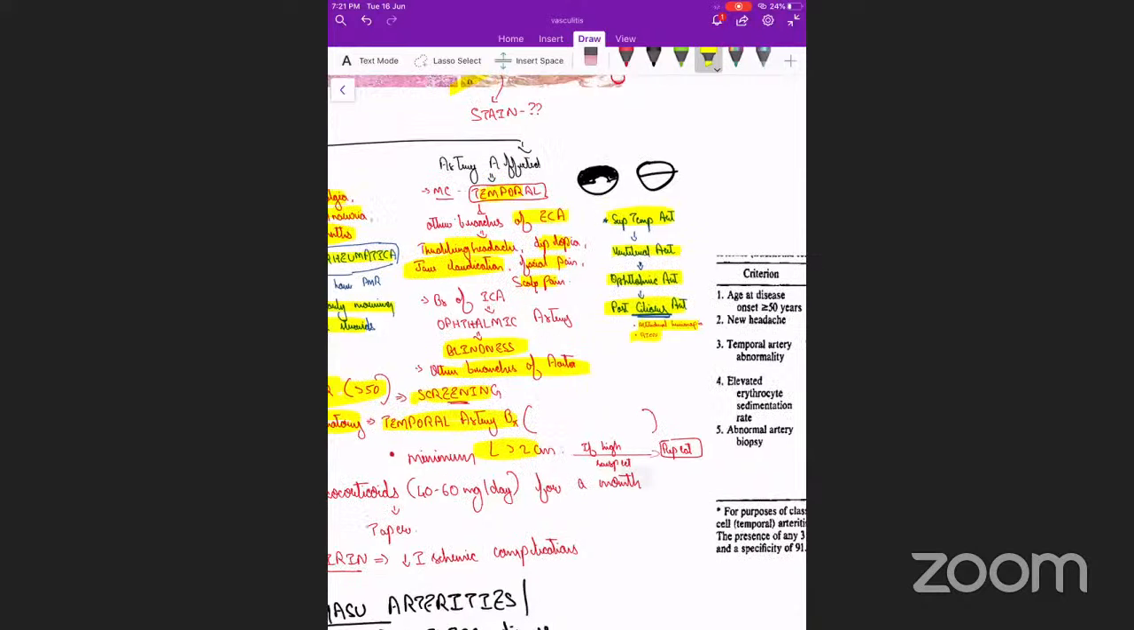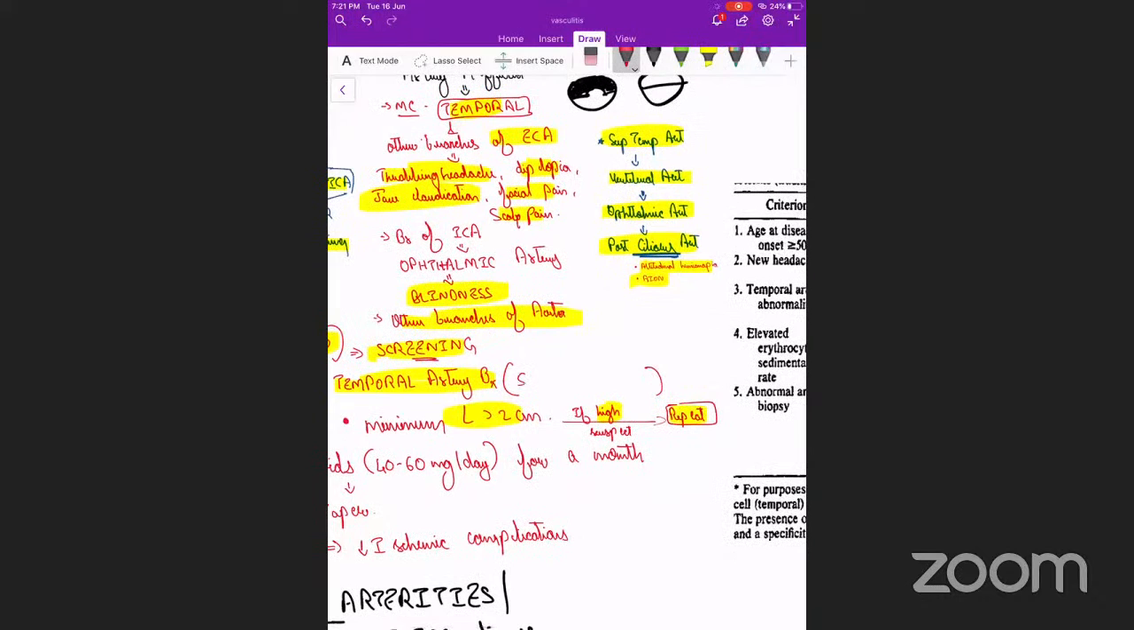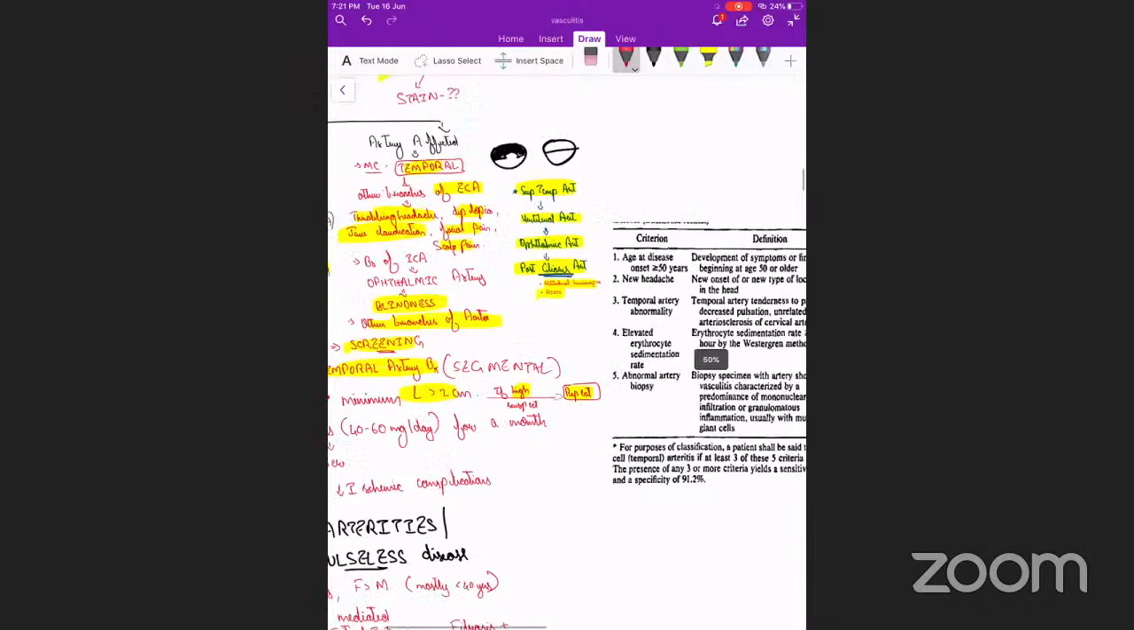Why do we take such a large piece? Or in case it comes negative also, if we still have a high suspicion, we repeat this test as well. Why do we do this? Anyone? Yes, very good. Segmental involvement will be there. That's why.